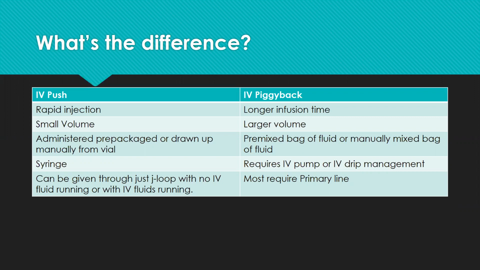IV push can be given through just a J loop with no IV fluid running, or it can be given with IV fluids running. But IV piggyback, most usually require a primary line, not all, but in general, it usually needs a primary line.